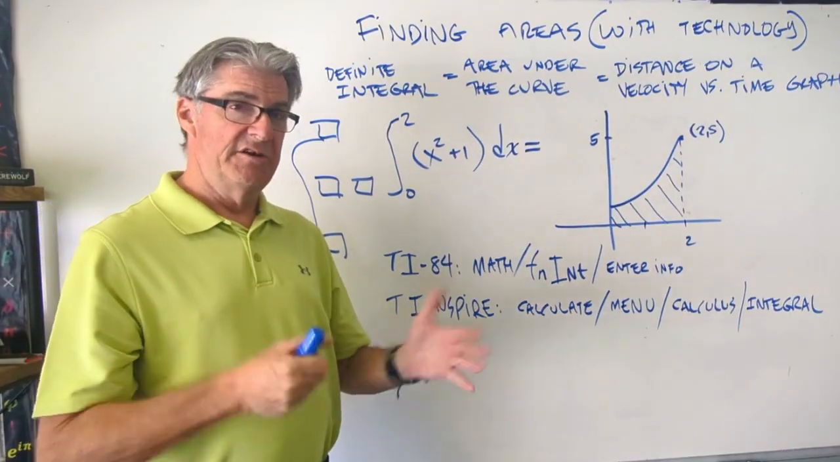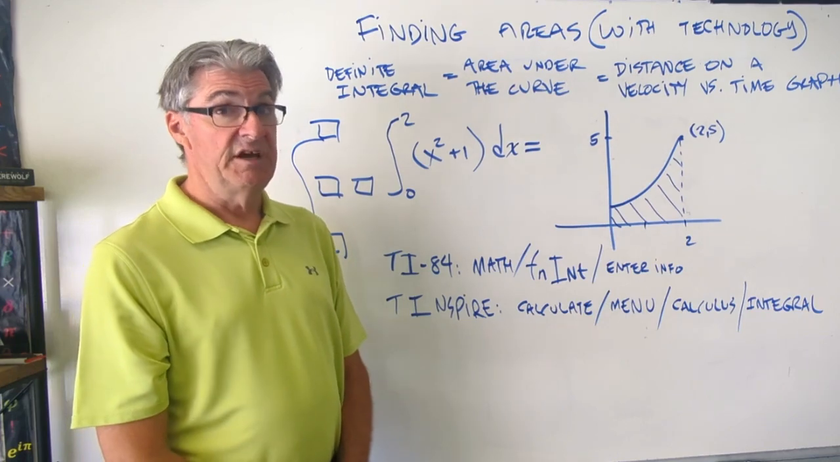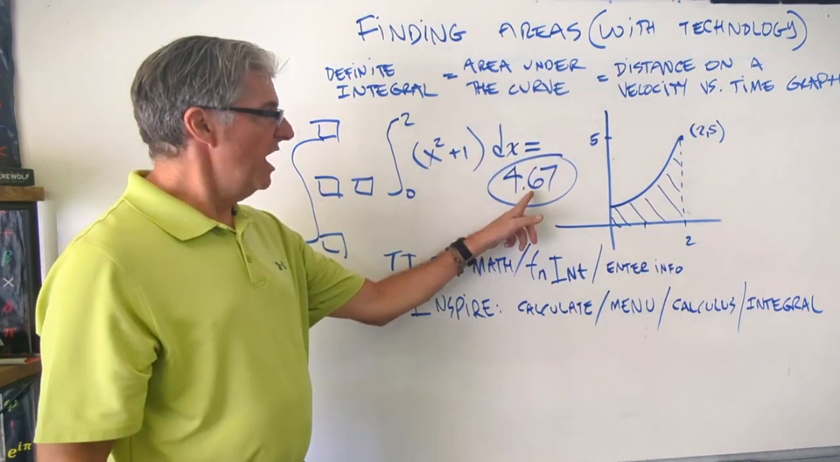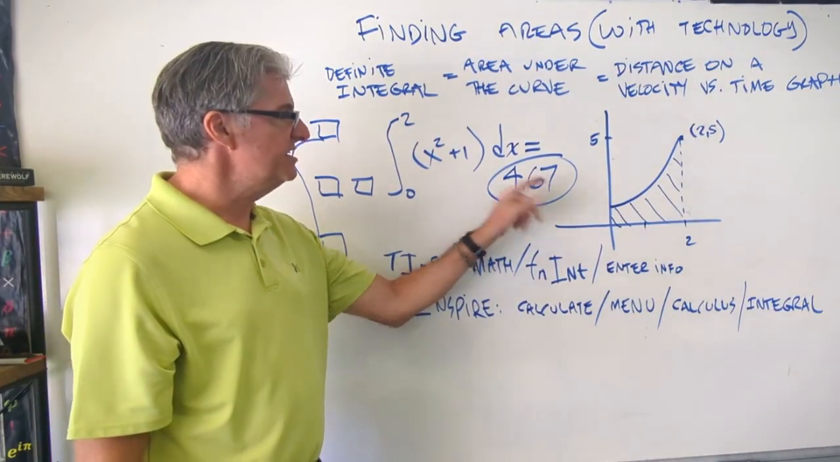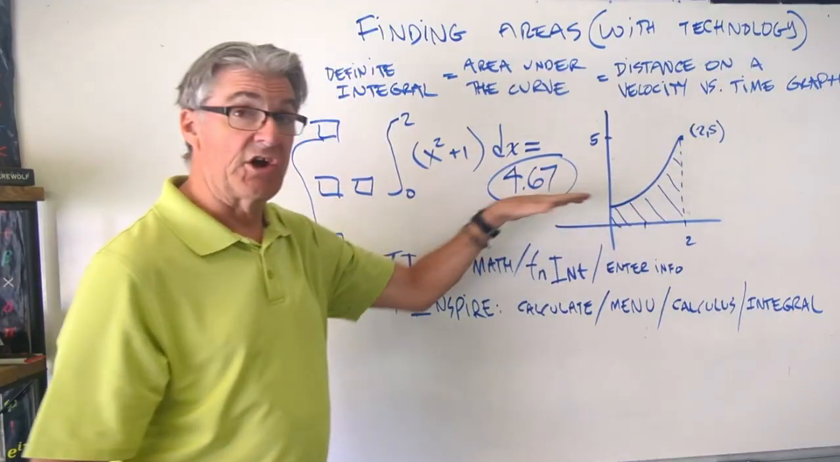So what I want you to do is pull out your trusty calculator and do this calculation and then come back. Okay, let's see how you did. When I put it into my calculator, I get 4.666 forever. So 3 sig figs makes it 4.67. So that is the area underneath this curve.